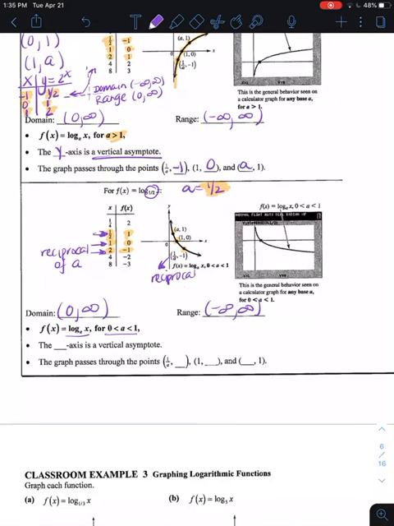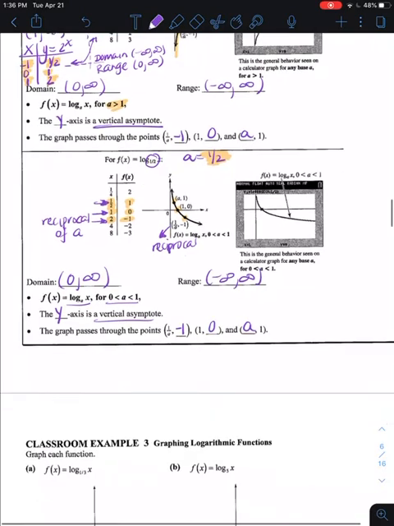So when a is less than 1 in exponential form, we call it exponential decay. In this example, remember with exponential decay, you have a horizontal asymptote, which is your x-axis. Well, with log functions, you have the y-axis, which acts as a vertical asymptote. All right, 1 over a goes with negative 1, 1 goes with 0, and a goes with 1.